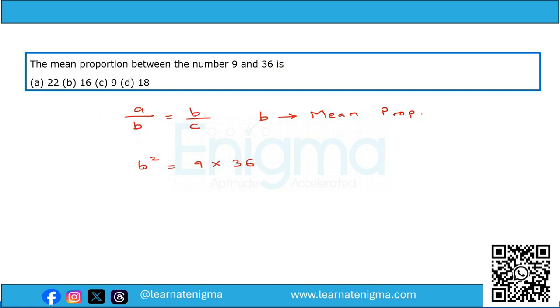Now, we want to find out the value of B. So, therefore, we'll take the square root. So, square root of 9 into 36, that becomes 3 into 6, because square root of 9 is 3 and square root of 36 is 6. So we have 3 6 are 18. So that is our answer, option D.